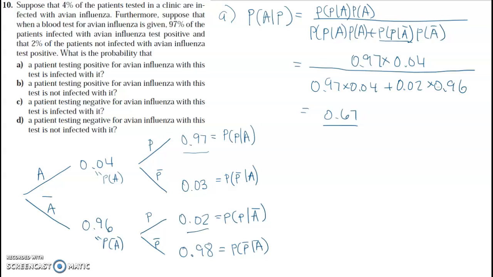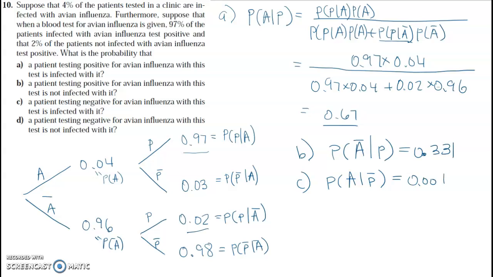Again, I'm not going to do the rest because it's just a repeat of using the Bayes theorem. So for part B, if you interpret this, you are trying to find the probability of not A given positive. And this answer should be 0.331. That's what I got. And part C is the probability of, let's see, testing negative. So this is A given negative. And I got this as 0.00127.